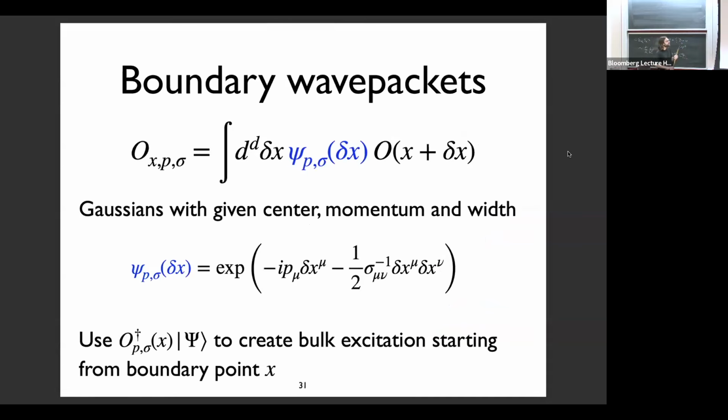Okay. So let's discuss the wave packet. They're just Gaussians, very simple. And if you take a Gaussian that's peaked around some positive timelike energy, it's going to create some particle. And so it has definite energy, momentum, and starting point.